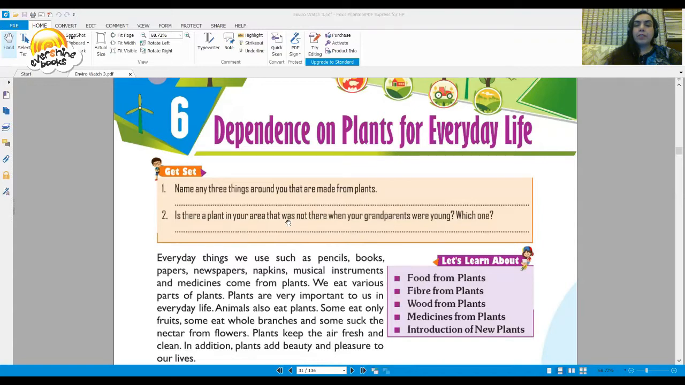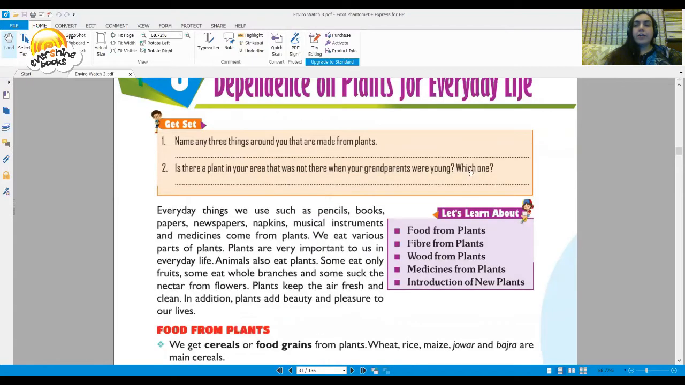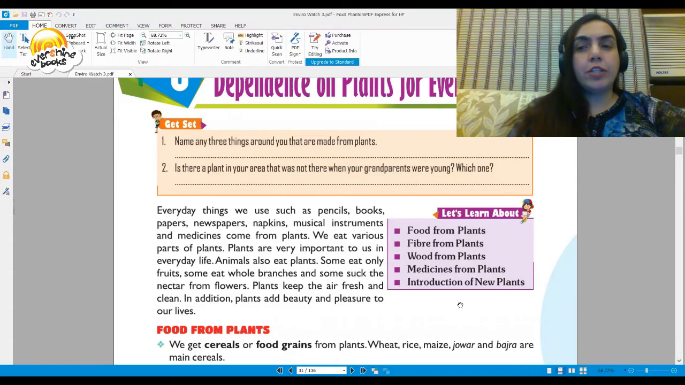Is there a plant in your area that was never there when your grandparents were young? Can you find that name? Every day, we use things such as pencils, books, papers, newspapers, napkins, musical instruments, and medicines which come from plants. We eat various parts of a plant. Plants are very important to us in our everyday lives.